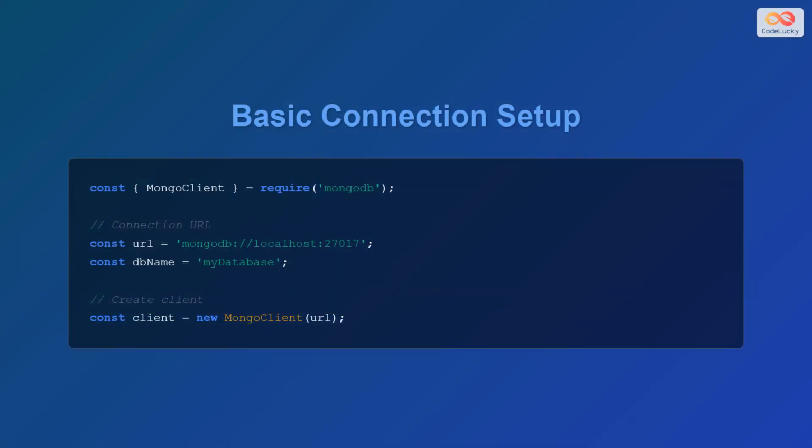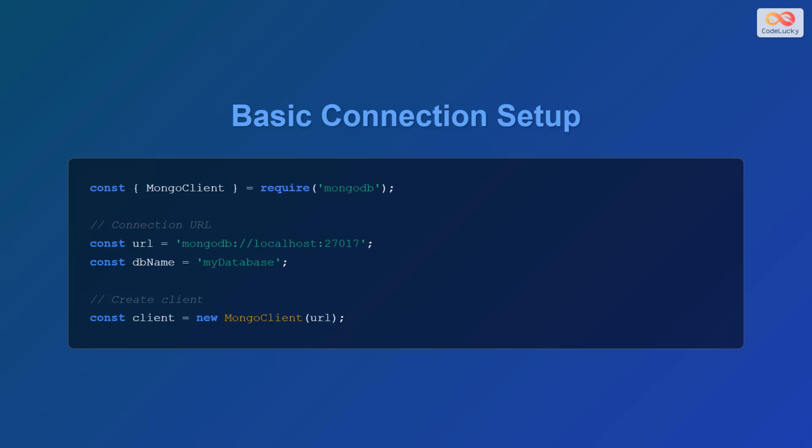Now let's set up a basic connection. First, we need to import the Mongo client from the MongoDB library. This is done using the require function. Then define the connection URL. This is the address where your MongoDB database is located. In this case, we are connecting to a local MongoDB instance running on port 27017.